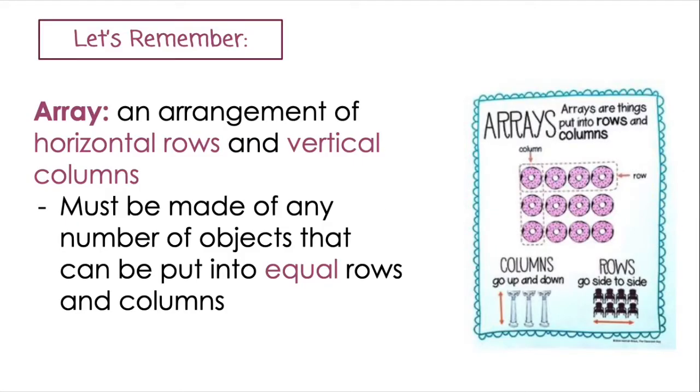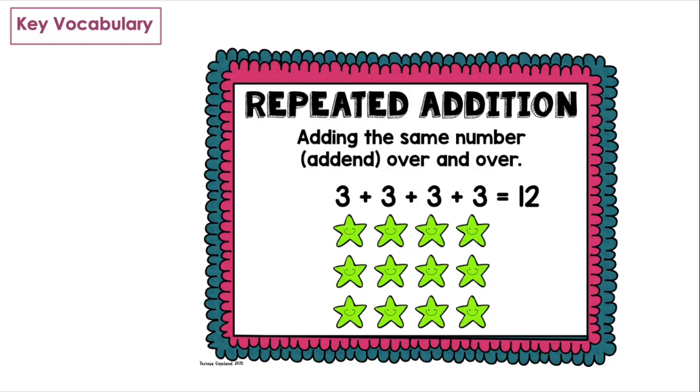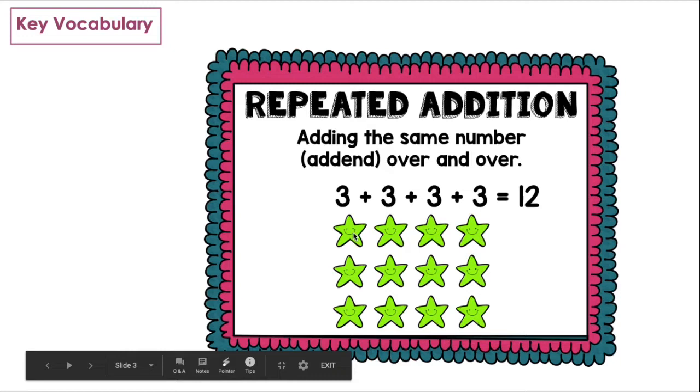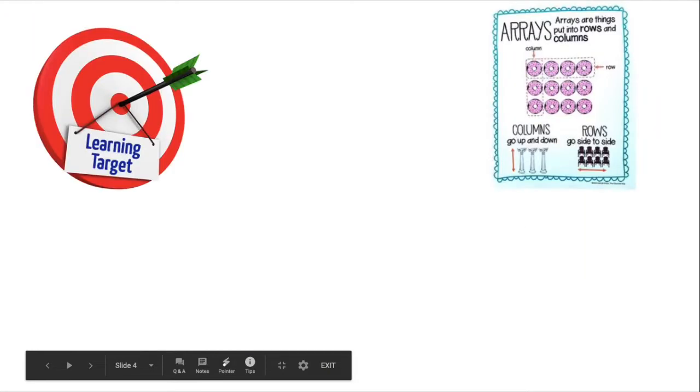Let's remember what we've talked about so far. We've talked about an array, which is an arrangement of horizontal rows and vertical columns. They must be made up of any number of objects that can be put into equal rows and columns. Our key vocabulary for today would be repeated addition, which means adding the same number or addend over and over. So for example, we have 3 plus 3 plus 3 plus 3 equals 12.